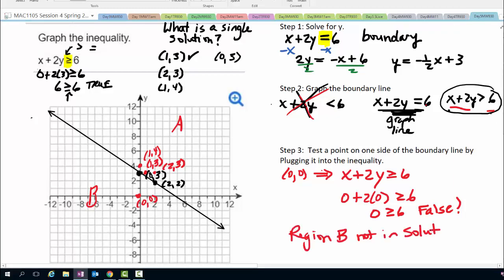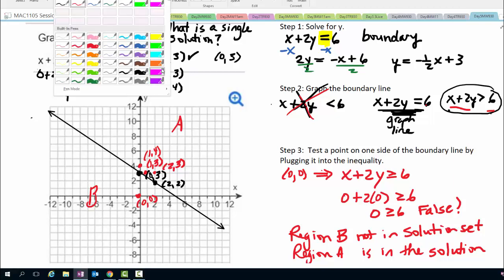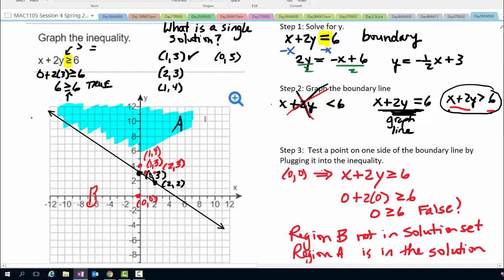So what that tells you is that region B is not in the solution set. But more than that, there's only one other possibility. That means that region A is in the solution set. You don't have to check another point in region A. It's enough to find out that region B is not the solution. So then what you do is you just shade that region. So let's just shade the side of our graph that is going to have all the solutions. So what I'm saying here is I could pick any random point from this side of the line and it's going to make the original inequality true, meaning it's a solution. So that's the graph of the solution set.